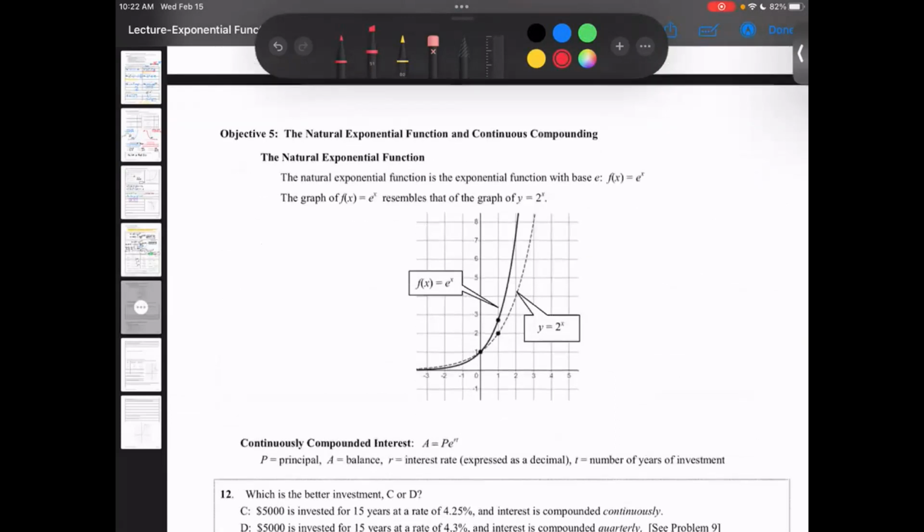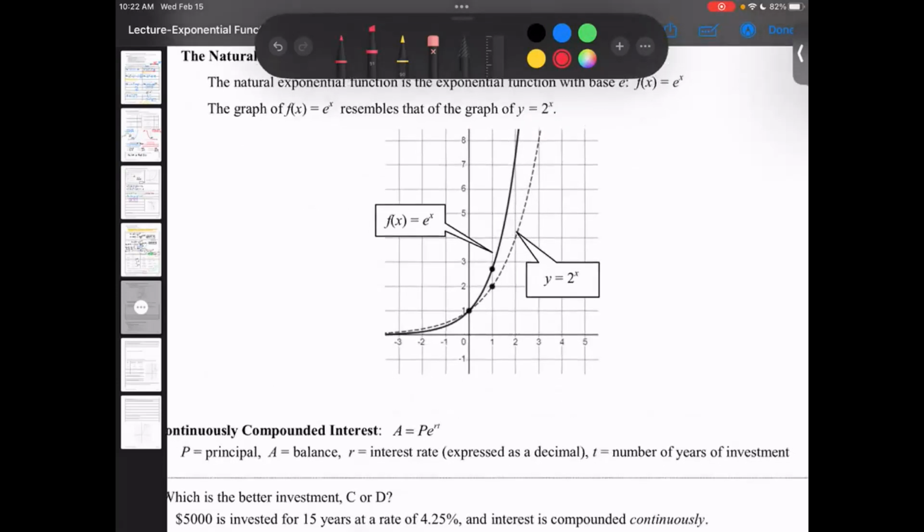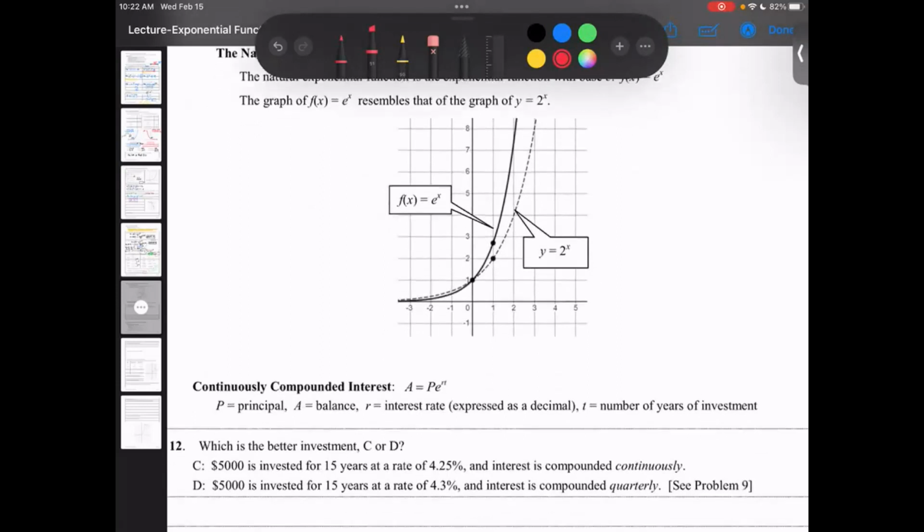Oh, by the way, let's talk before we do that. E is roughly 2.72. So the base is what? The base is bigger than 1, right? So if you have e to the something power, it represents exponential growth. So you can see the picture there. The black one is e to the x, and the dashed one is 2 to the x. It grows slightly faster because e is 2.7, and here the base is only 2 for the dashed one.